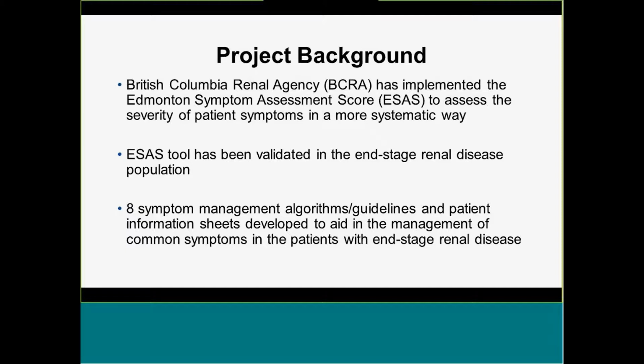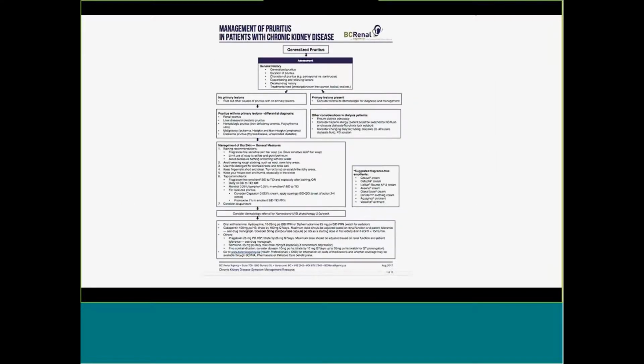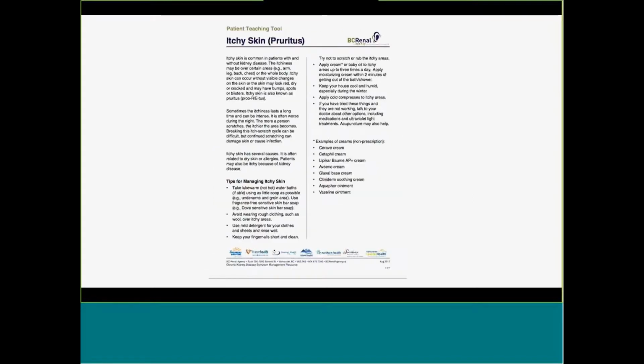Additionally, the BC Renal Agency has developed 8 symptom management algorithms and accompanying patient information sheets to aid in the management of these common symptoms encountered in this population. So here's an example of one of the algorithms. Basically, these algorithms allow the healthcare professionals in the clinic to address and manage patient symptoms in a more systematic way. So this is a specific algorithm for arthritis. And here we have an accompanying patient information sheet. And really what it does is it serves as a tool for patient education.